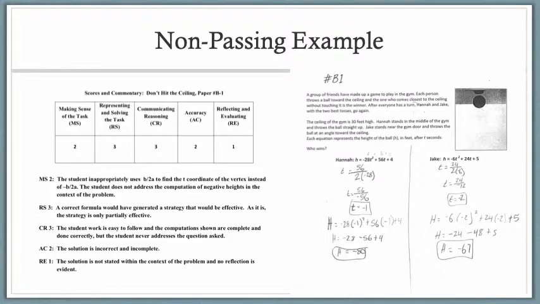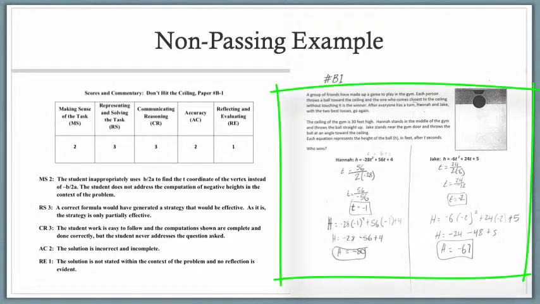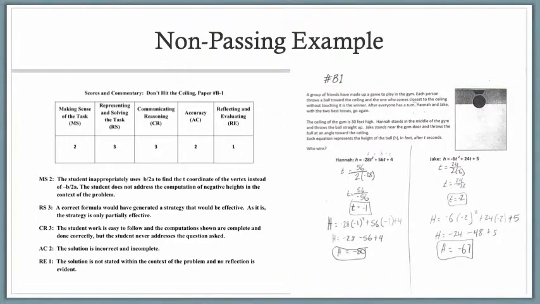Okay, let's take a look at a non-passing and passing example. Here's one. So in this task on the right, you can see that you're given a couple of equations and the problem says who wins. Each person has an equation representing how high they throw the ball. So this one is not passing.